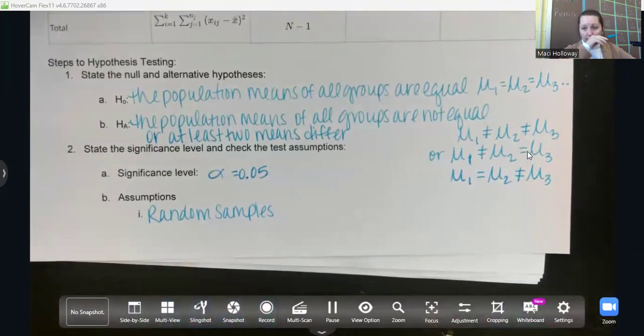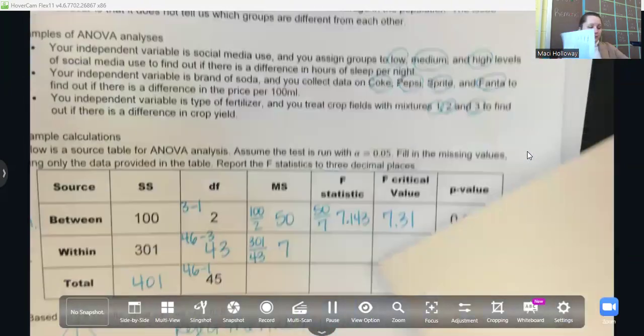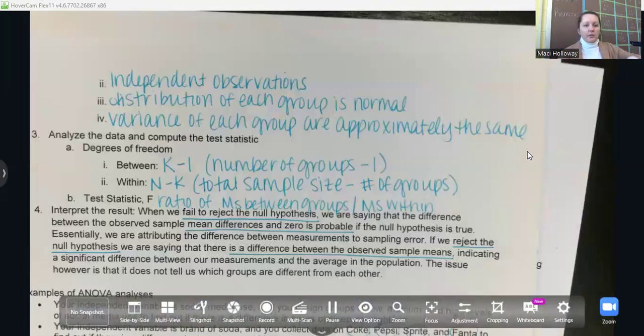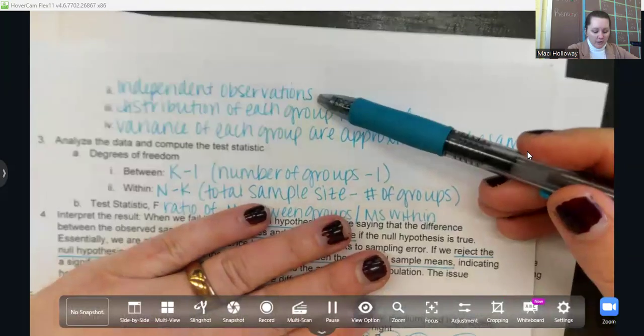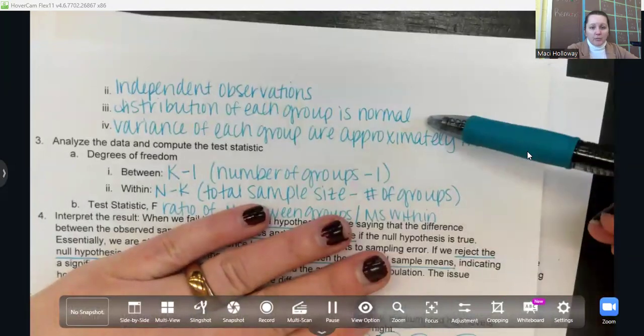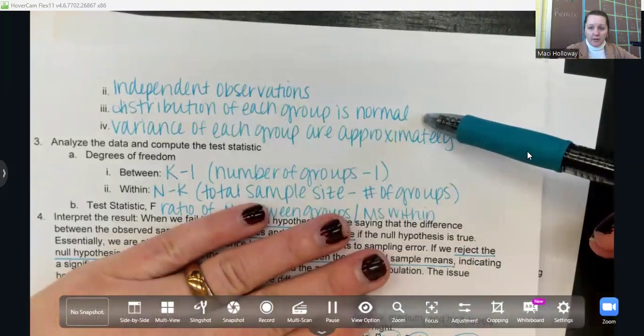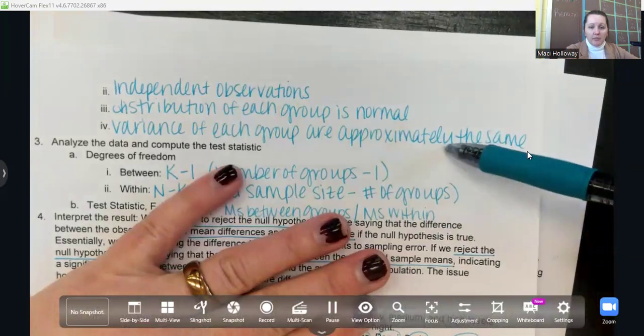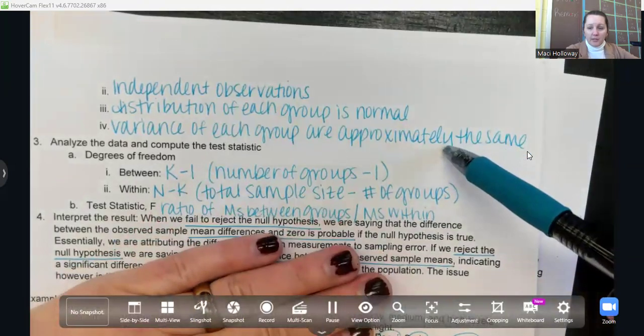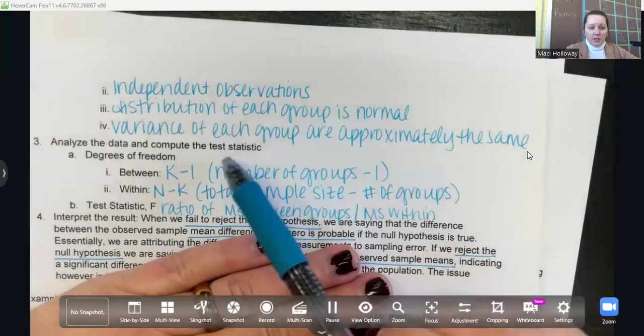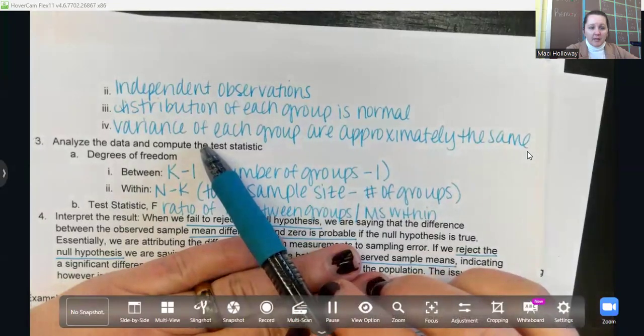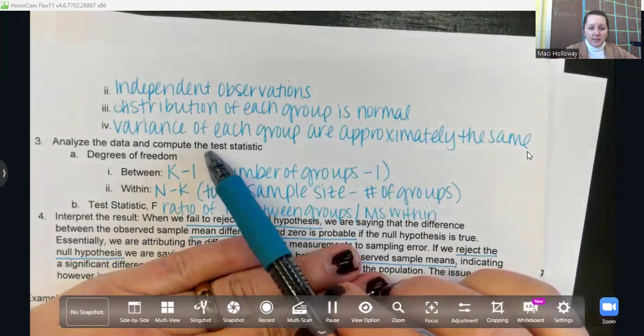We're assuming that we have random samples. We also have independent observations. Our distribution of each group is normal, just like we saw on that front page, that picture, and the variances of each group are approximately the same. And then our third step is analyze the data and compute the test statistic.